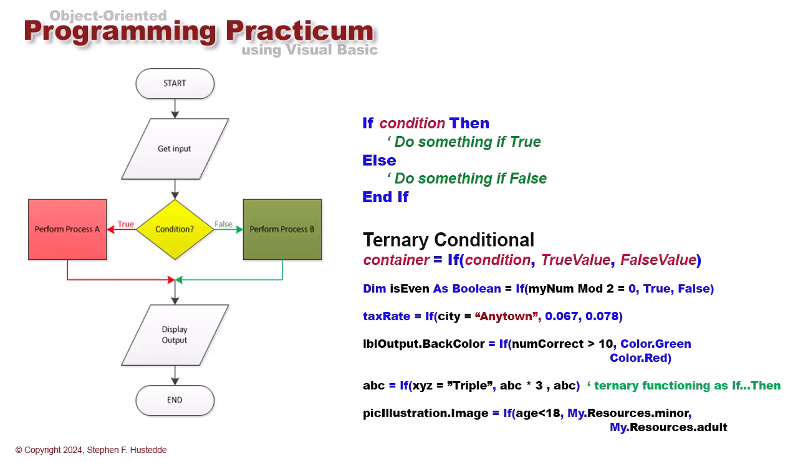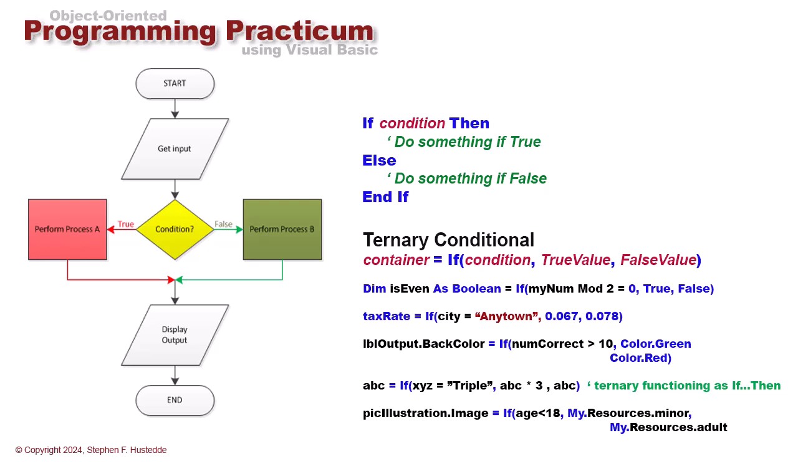Here's another example of setting an image property for a picture box, picIllustration. So if age is less than 18, I'm going to set that picture box to a resource value called minor. Otherwise, I'm going to set it to a resource value called adult. Ternaries for me reduce the amount of code I have to enter. It makes it a little more readable. But again, this only works if you're assigning a value to something in your conditional expressions. That's not always the case.